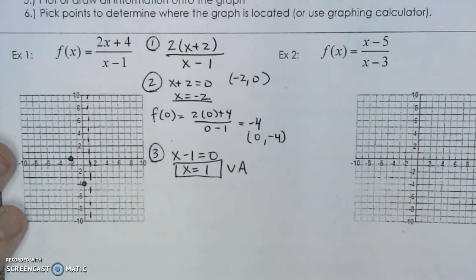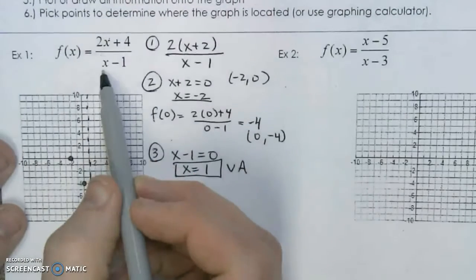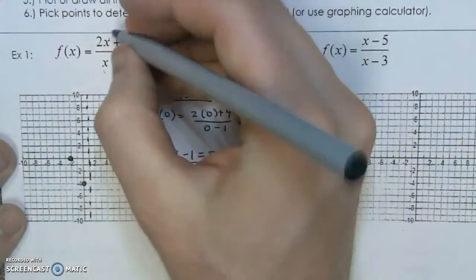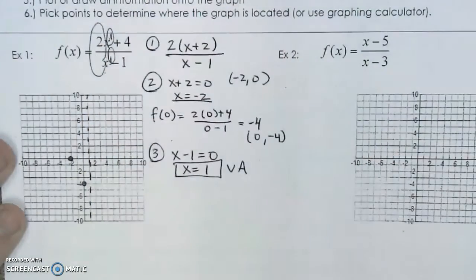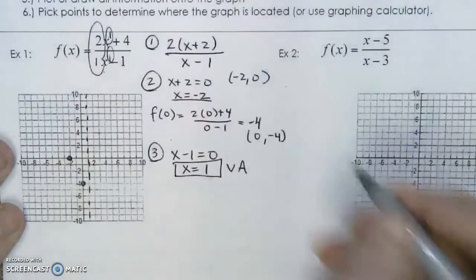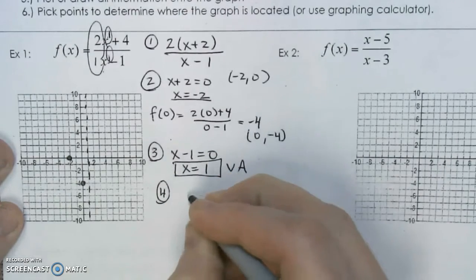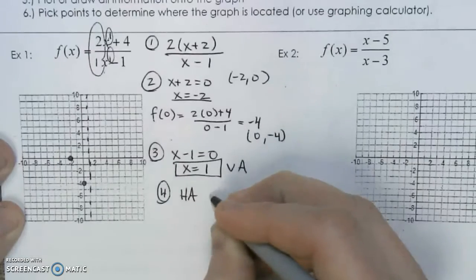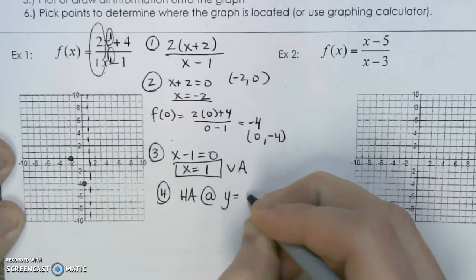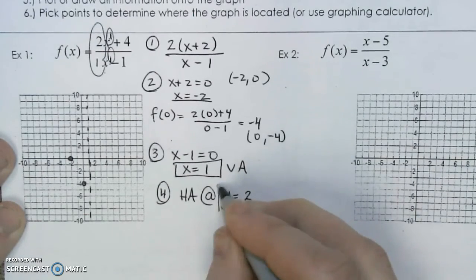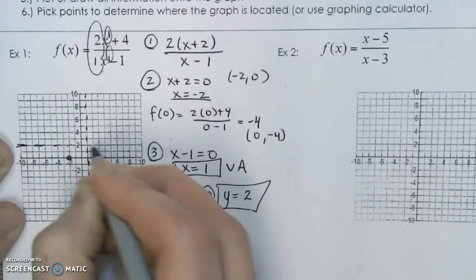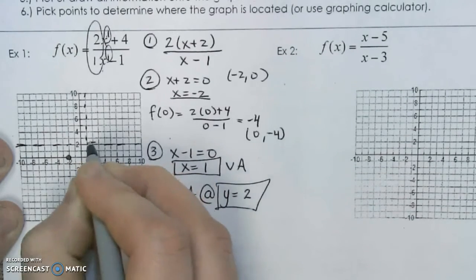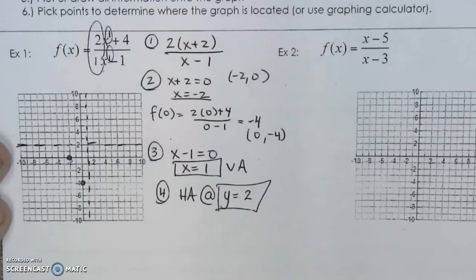And then we're going to look for horizontal or oblique asymptotes, and we do that by comparing the degrees of the polynomials. So this is degree 1, this is degree 1, they match. And so if they are the same degree, then it's your number in front, and you have a 2 and a 1 in front. So we're going to have a horizontal asymptote at y equals 2. So we're going to go to y equals 2, make a horizontal dotted line. All right, so that's what we have so far.